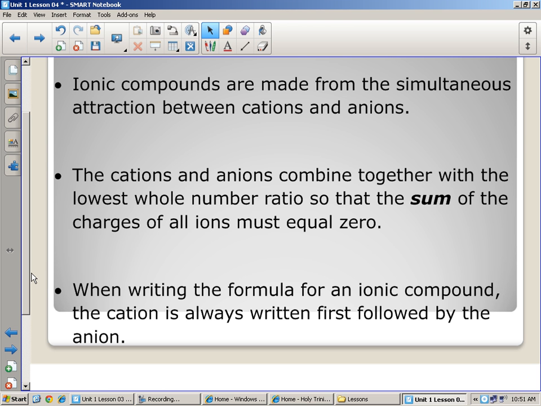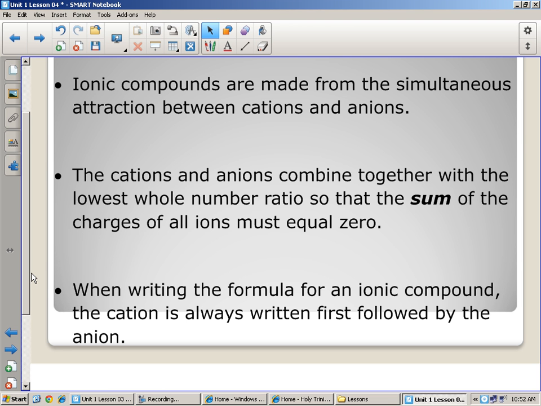You've heard the term swap and drop probably, yes? Swap, drop. I like to add on to that. Swap, drop, and reduce. Okay? Lowest whole number ratios. I'll show you a case where that happens later on. Swap, drop, and reduce if you can. Okay? That's what we're really talking about when the sum has to be 0.